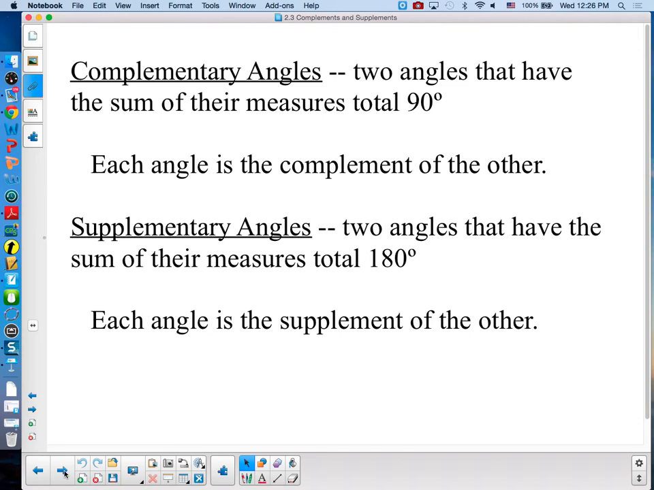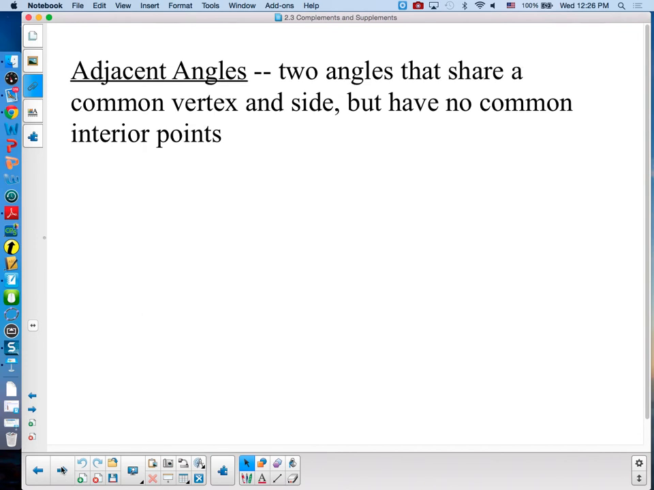All right, I think everyone's done with the notes now. Adjacent angles. Adjacent angles are two angles that share a common vertex and side, but have no common interior points. They share a common vertex and side, but have no common interior points.